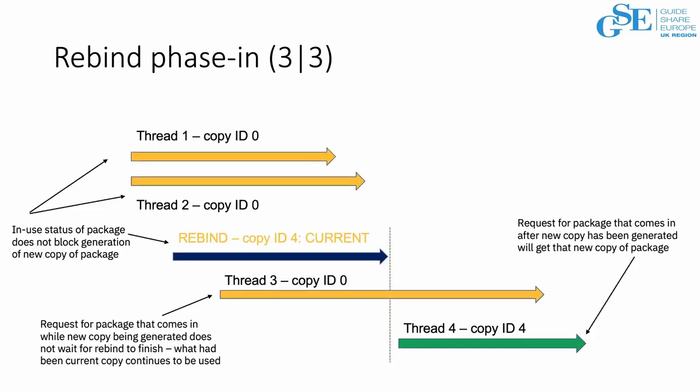So you can see here an example of how this works. Let's say we need to rebind a package and the current copy is 0. We then issue the rebind.